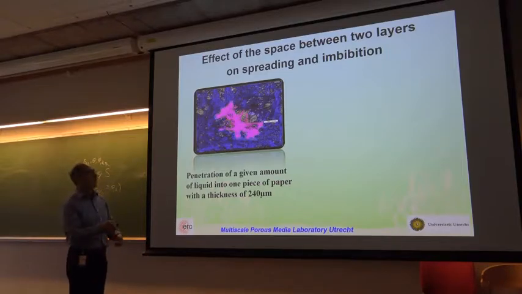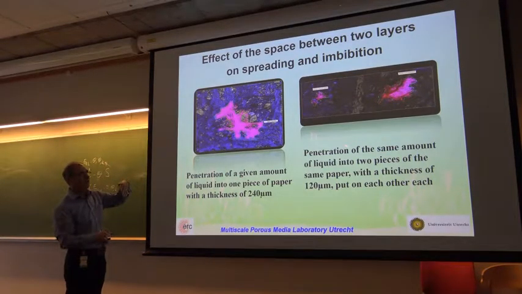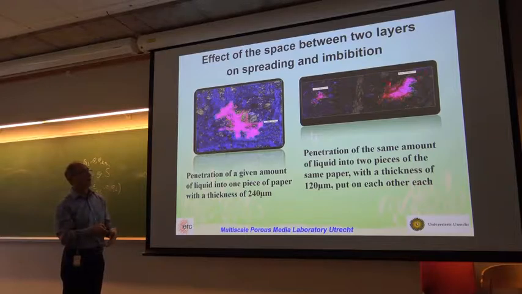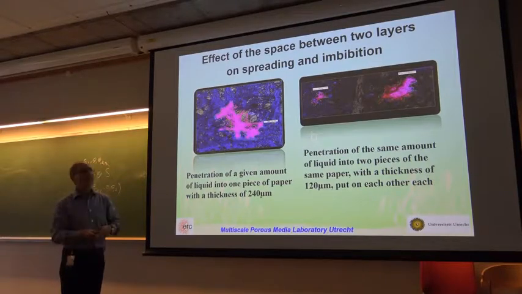Then we take exactly the same material, and these are 2 pieces of 120 micron each, 240 micron total. We put exactly the same volume on the top layer, and then we see that the bottom layer doesn't get as much. So we don't get the same distribution all the way through. What's the difference? The difference is that there is that space between them, and that influences the distribution over the thickness.